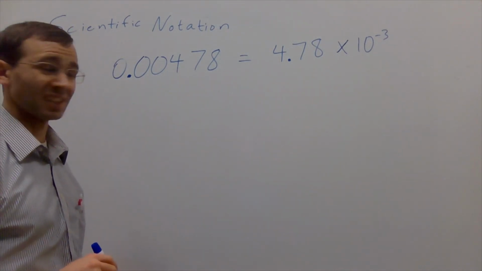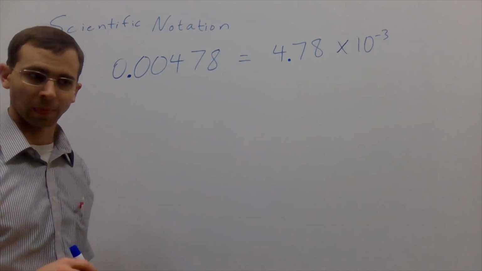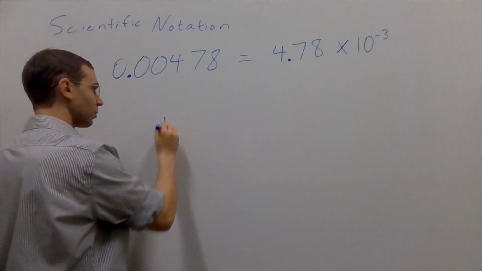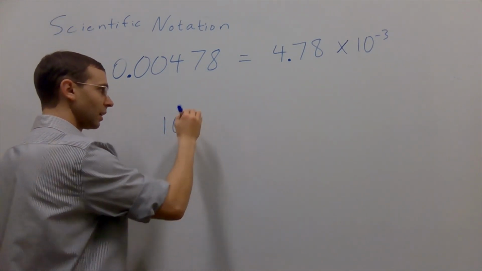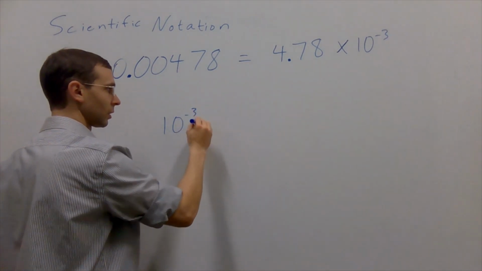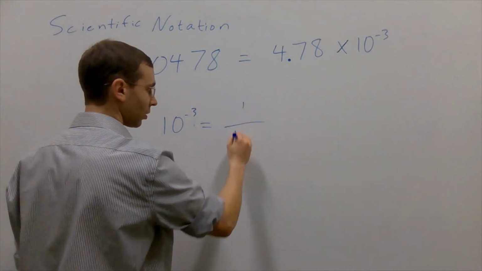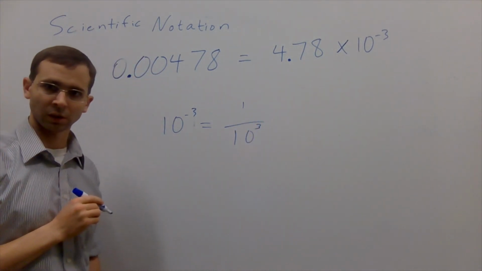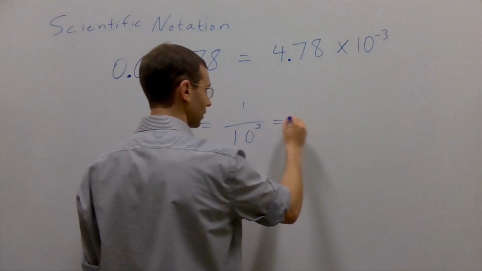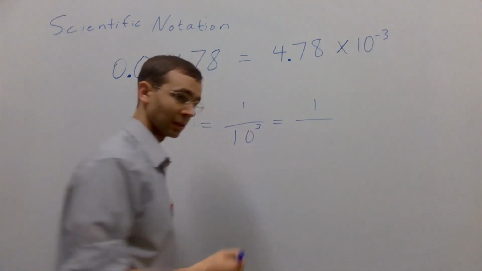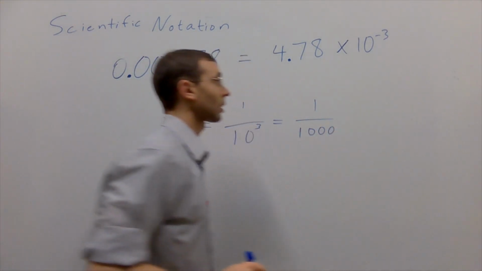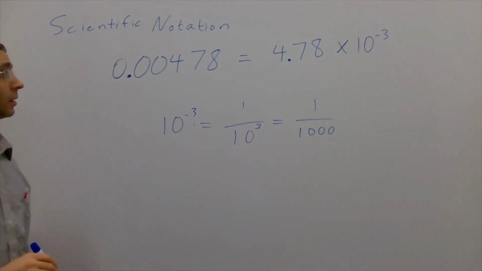So 10 to the negative third is 1 over 1,000. Perhaps you remember from algebra that something raised to a negative exponent is as though we did 1 over that number raised to the positive exponent. Well, 10 to the third, 10 times 10 times 10, or 1,000.